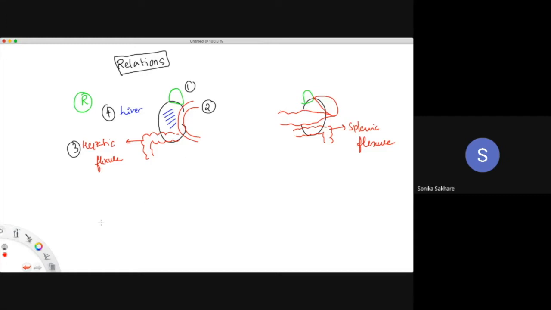And this area over here will be covered by your what? Stomach. This is on the left side, na? So there is stomach on this side. So these form the anterior relations of the left kidney.